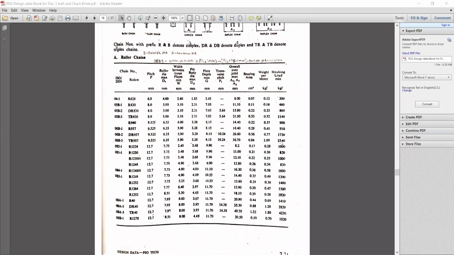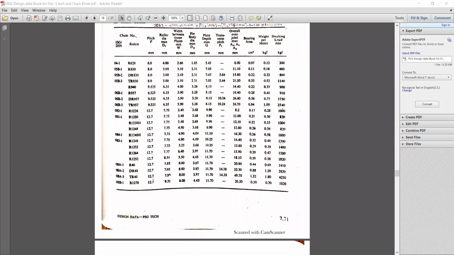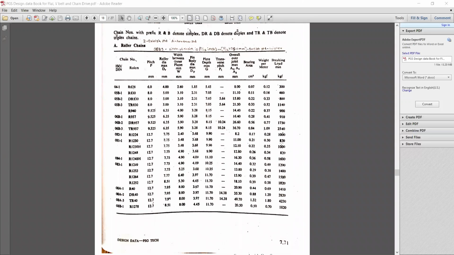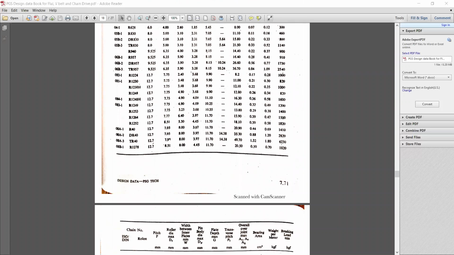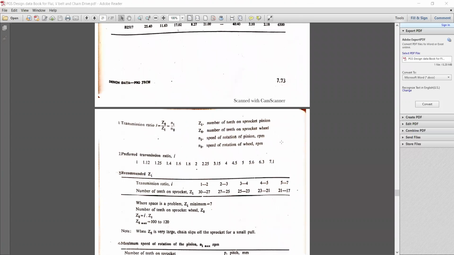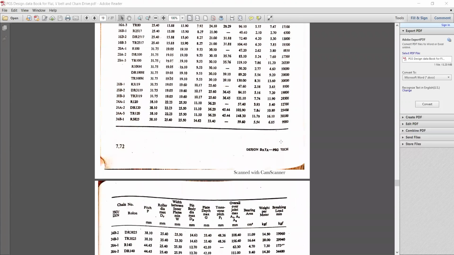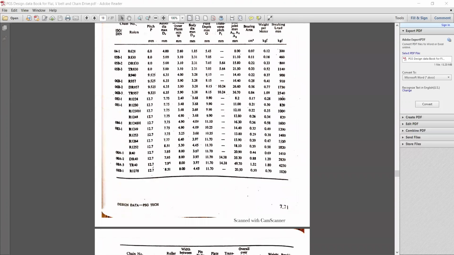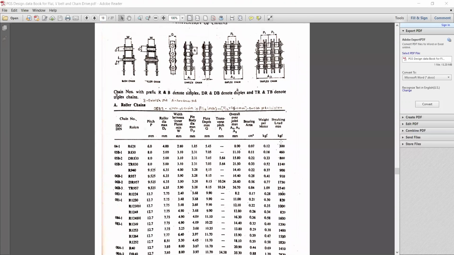So it starts from page number 7.71. Normally we select a standard chain, and according to that we will check whether the other parameters are okay or not. So these are the standard parameters where we can see simplex, duplex and triplex chain. The diagram is shown over here.